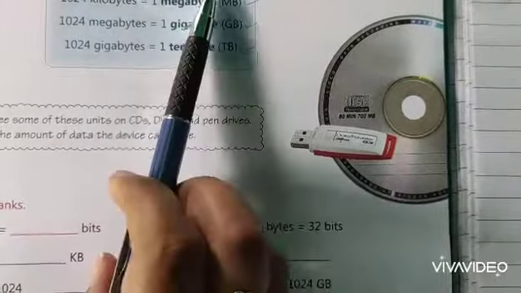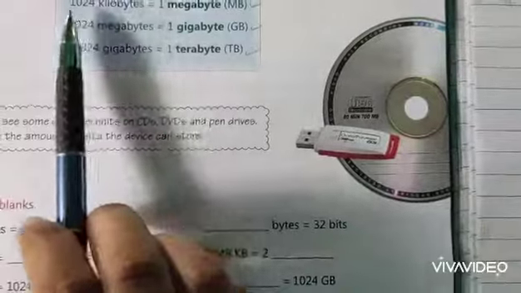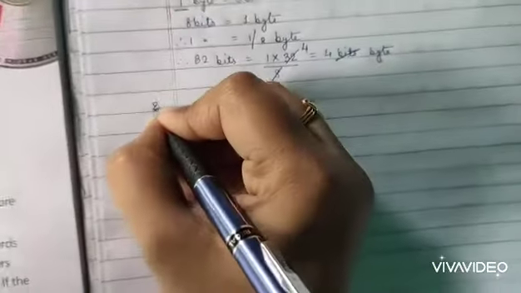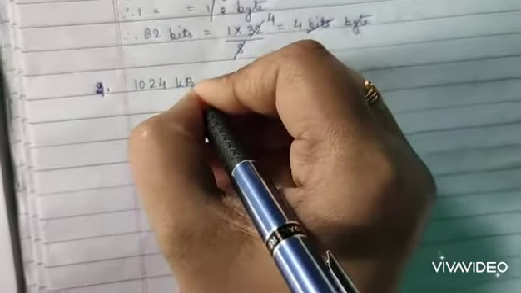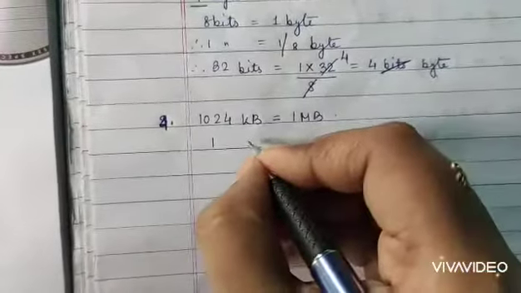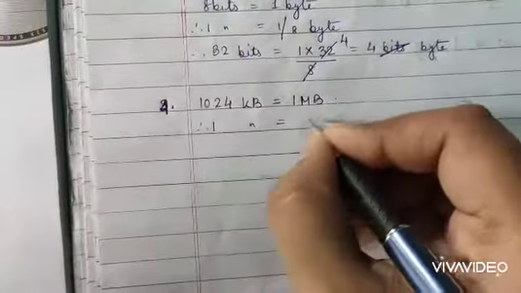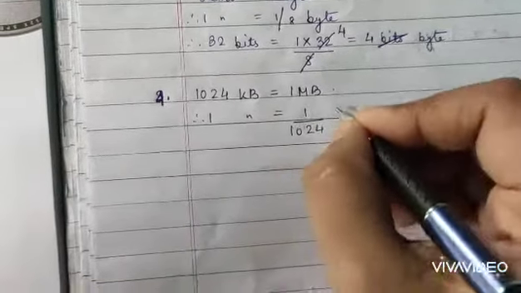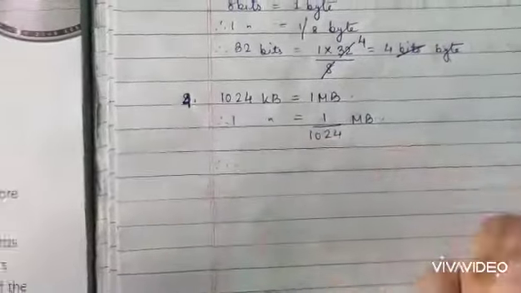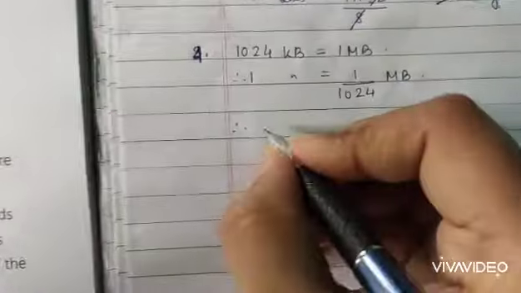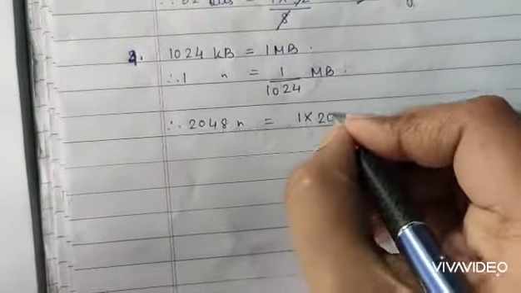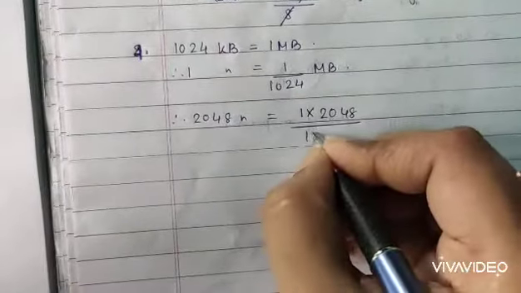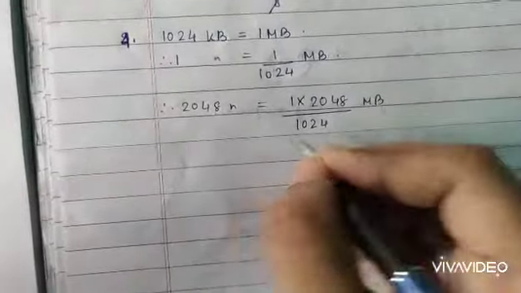So KB, find out where is KB. KB is here and here also. So you know that 1024 KB is equal to 1 MB. Therefore 1 KB is equal to 1 by 1024 MB. And 2048 KB is equal to 1 into 2048 divided by 1024 MB.